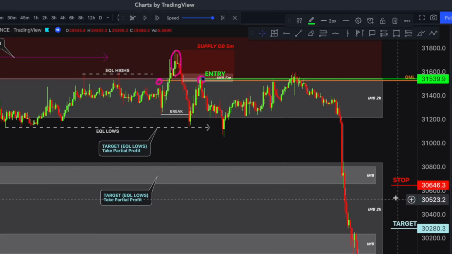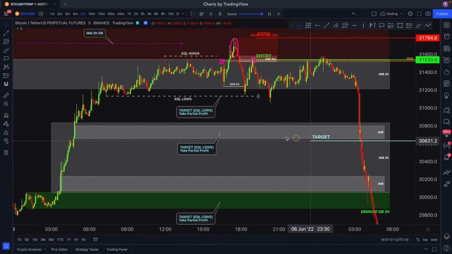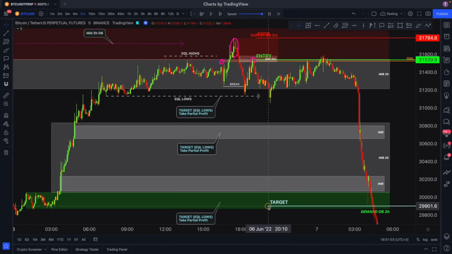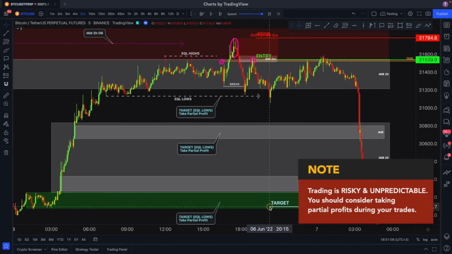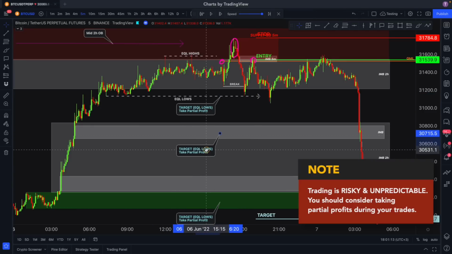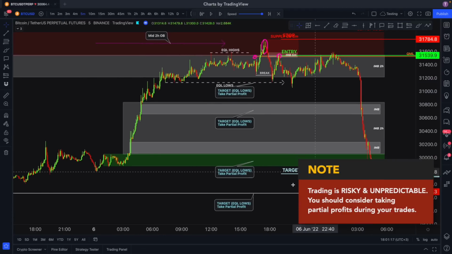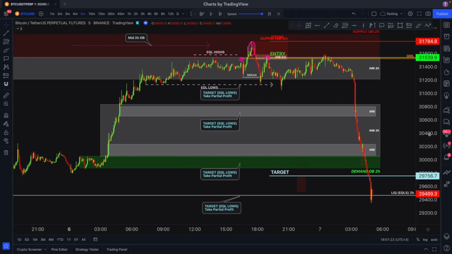Your ideal stop loss is above the order block. And the targets are the same. Imbalances, demand, and the equal lows. You can partially take profit from these targets. But I have to admit, trades like this do not happen all the time. You are usually better off with 1 hour to 2 hour or 30-40% gains.